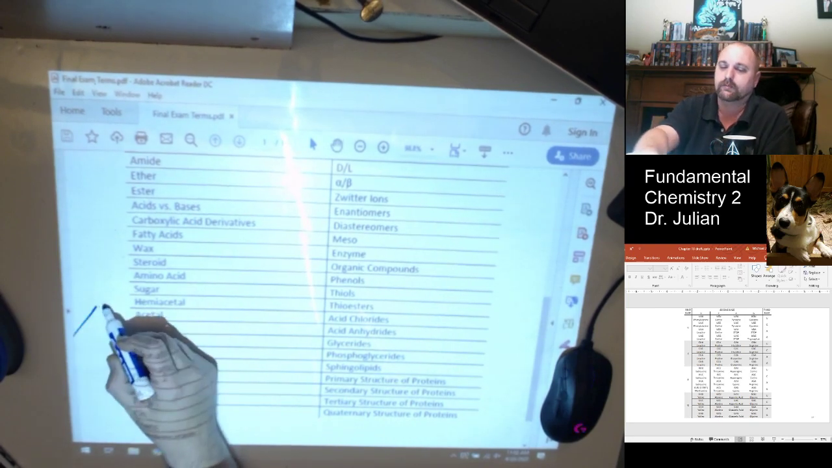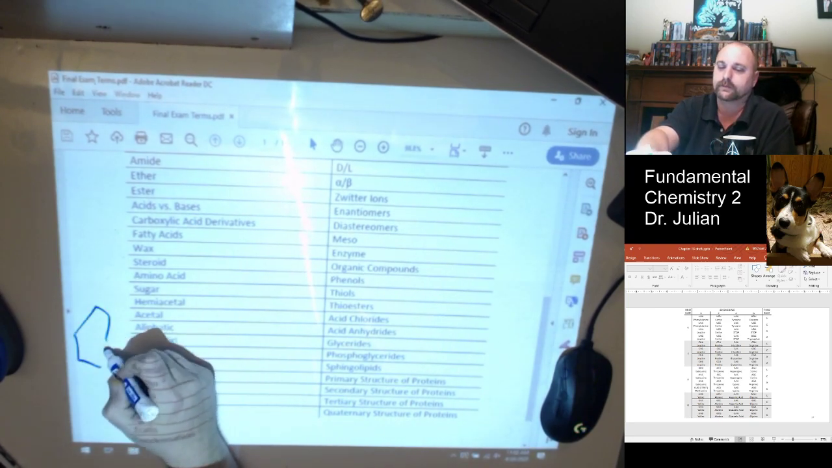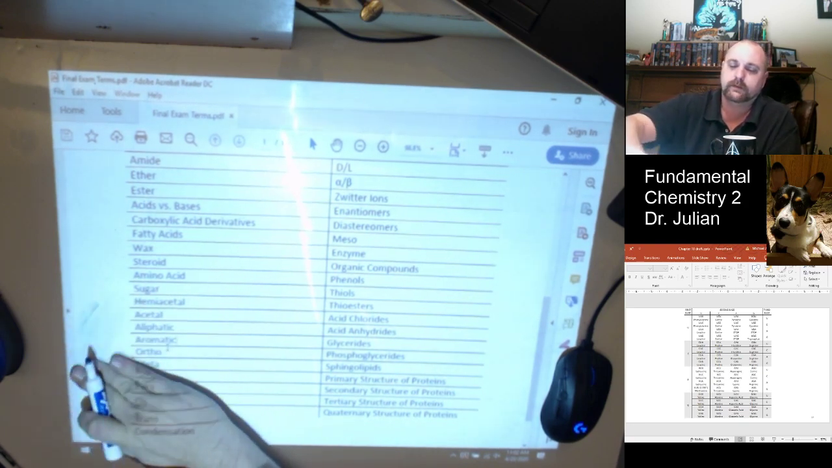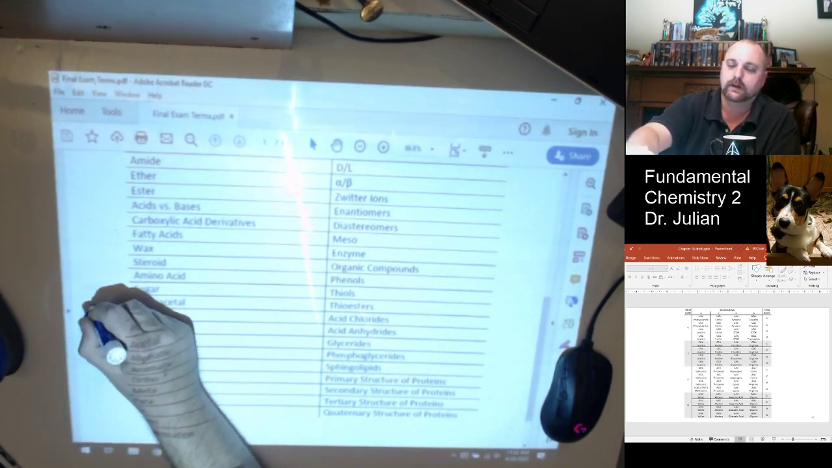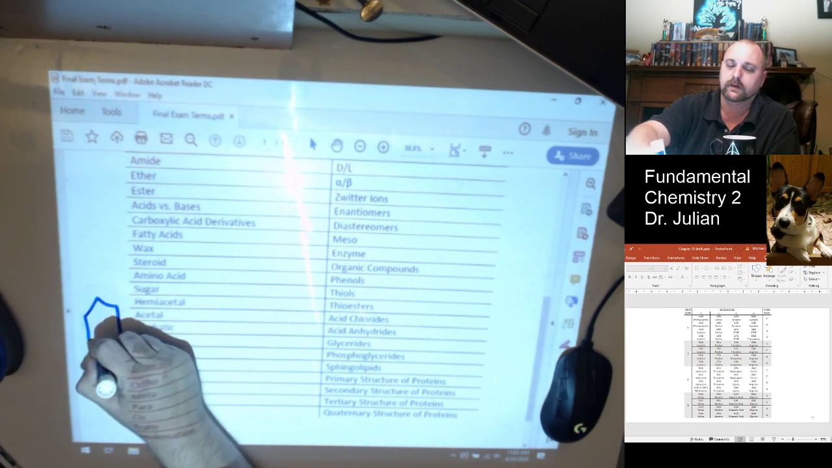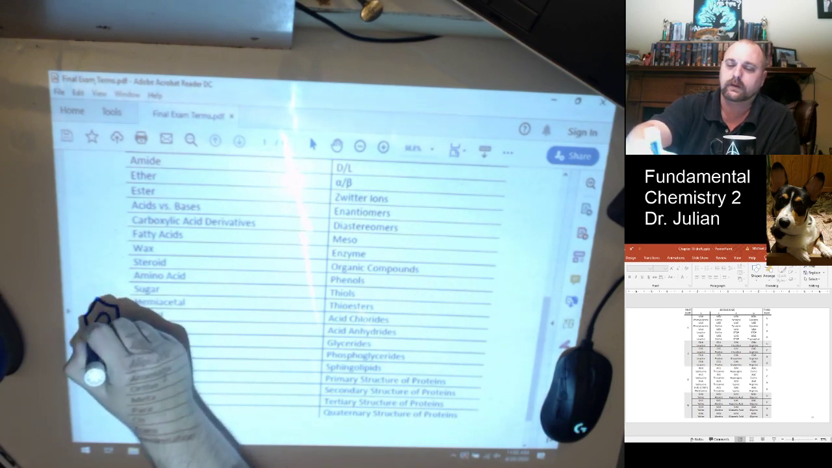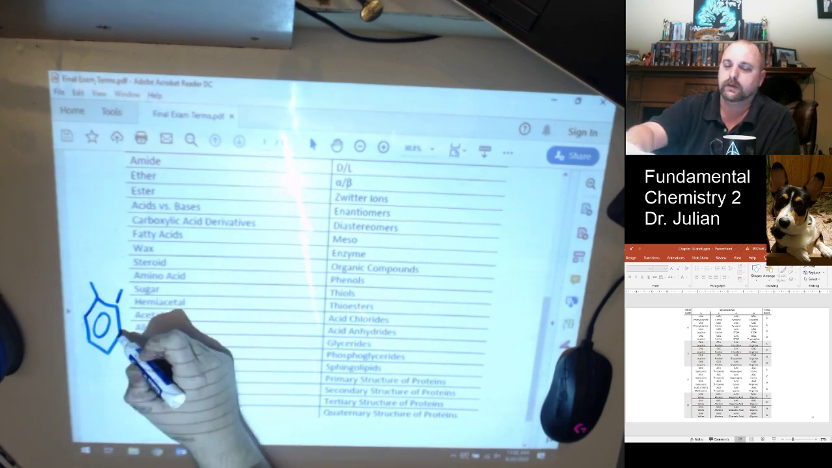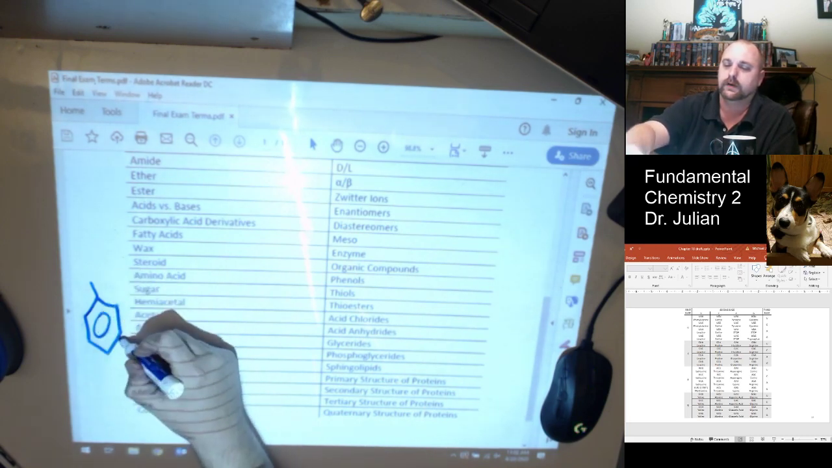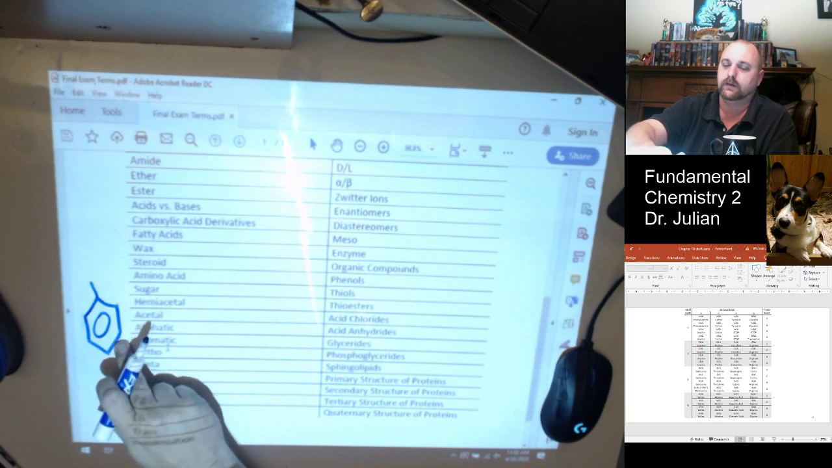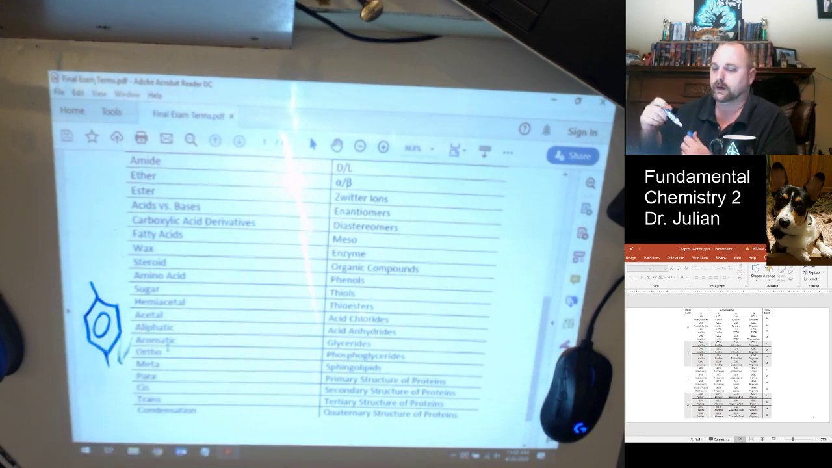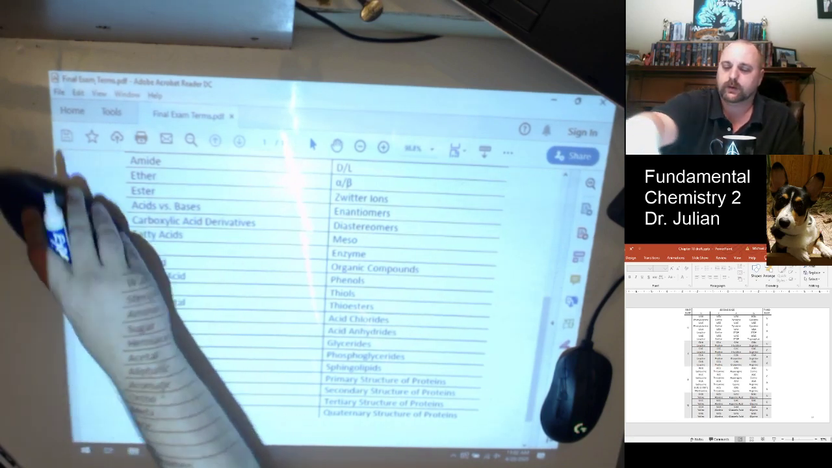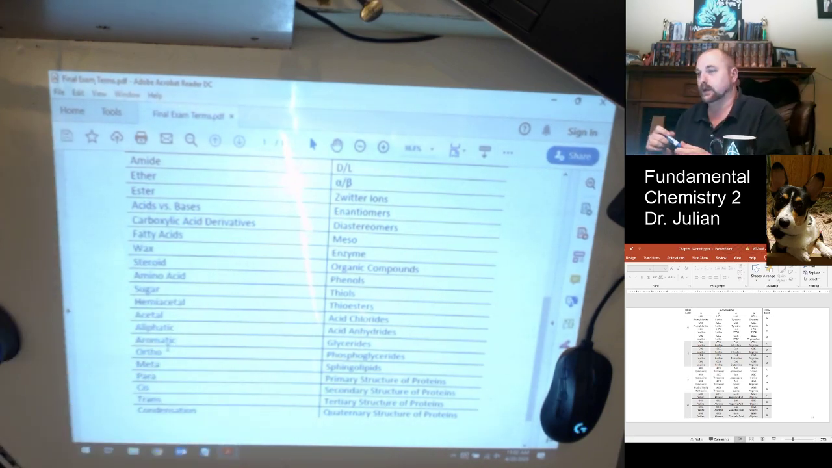Ortho, meta, para, that came from our benzene rings and the substitution patterns, and I can't draw a benzene ring today. There we go. And so ortho, meta would be 1,3, and 1,4 would be para. All right, cis versus trans, okay. That's for our double bonds and for our rings.